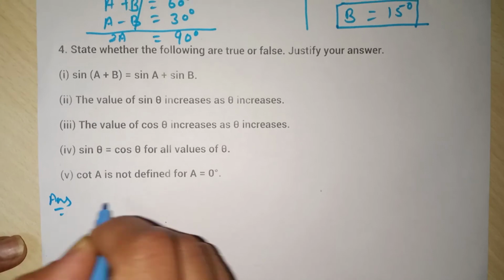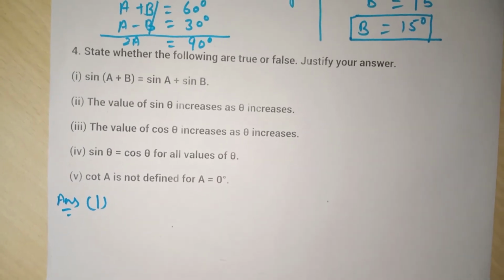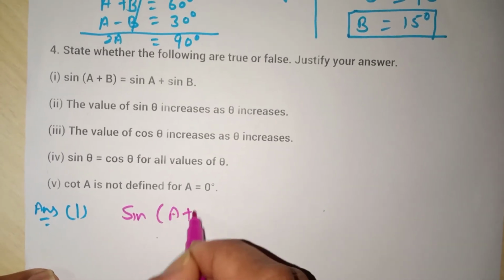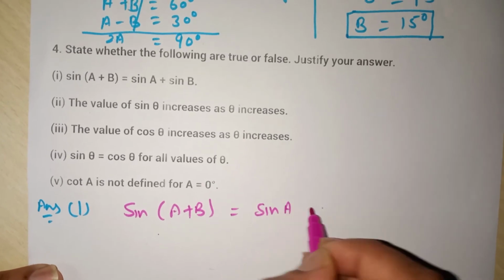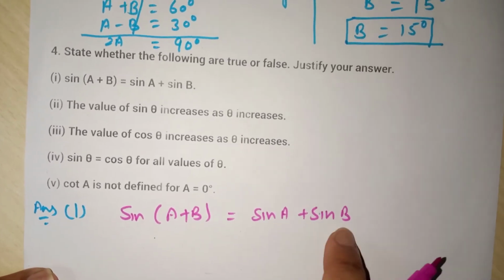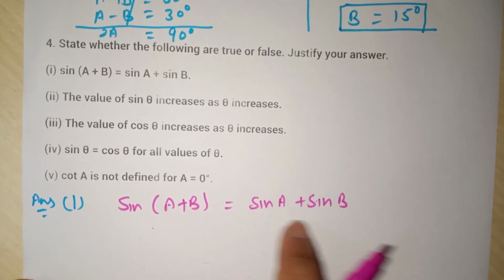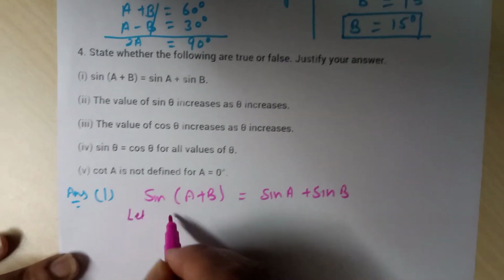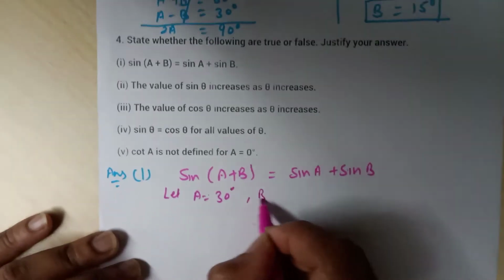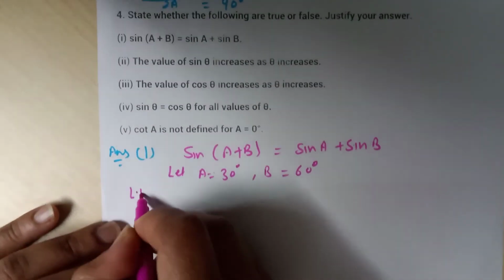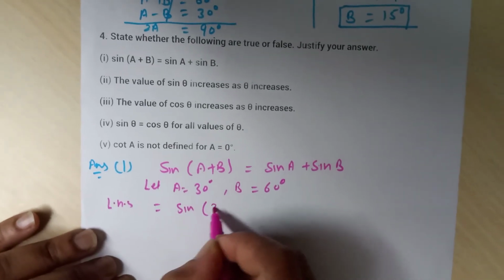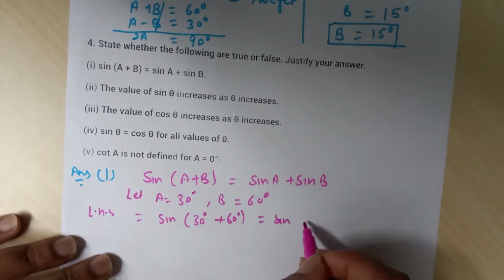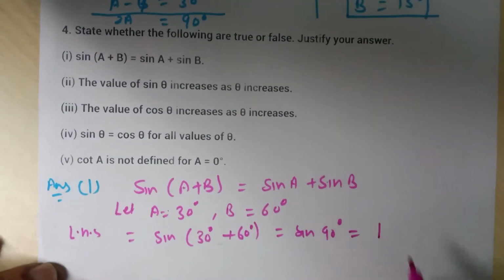So let's start. Part 1 is sin(A plus B) is equal to sin A plus sin B. We have to prove that sin(A plus B) is equal to sin A plus sin B. Let A is equal to 30 degree and B is equal to 60 degree. Therefore left hand side will become sin(30 degree plus 60 degree). 30 plus 60, 90 degree, and value of sin 90 degree is equal to 1.